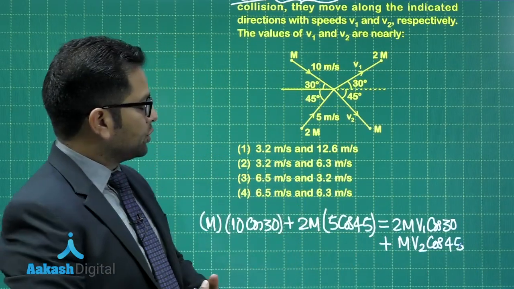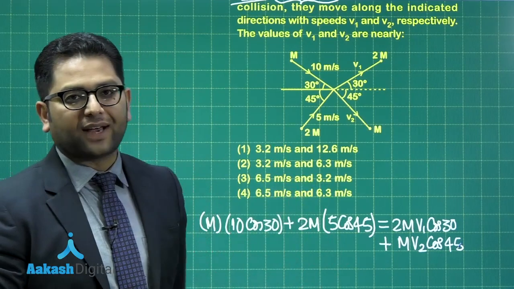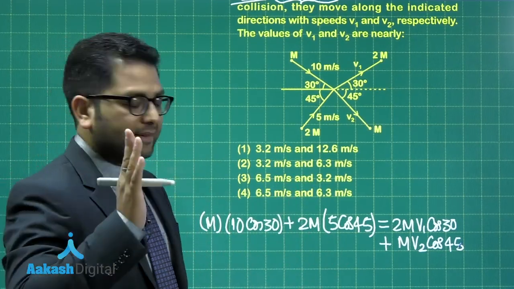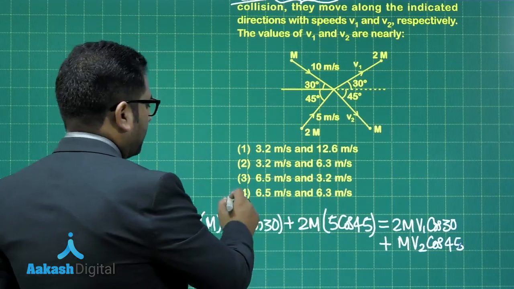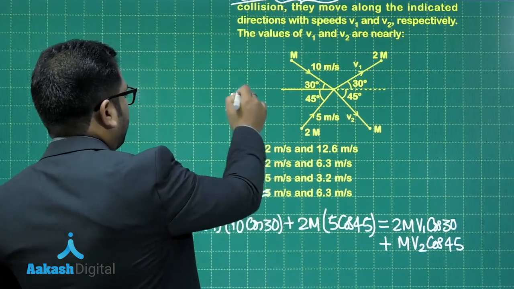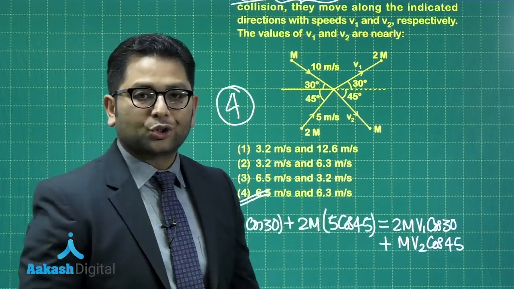Likewise, in the same pattern, you go for momentum conservation along y, the initial and final. These are two equations, and that will be sufficient to solve for v1 and v2. You do that, that will give you option number 4 as the correct option. Now, let's move to the next question.